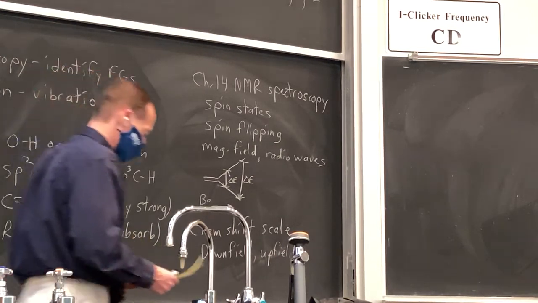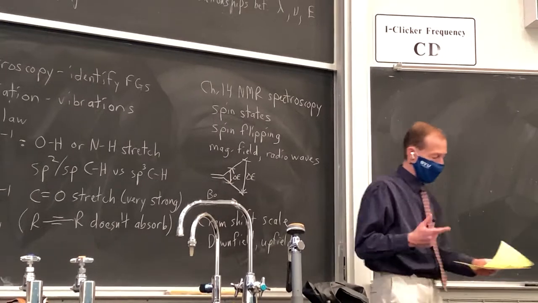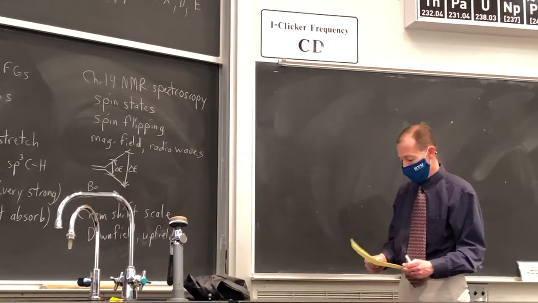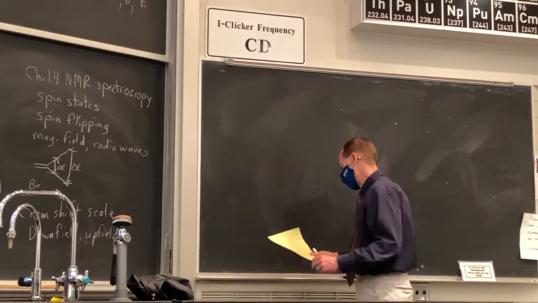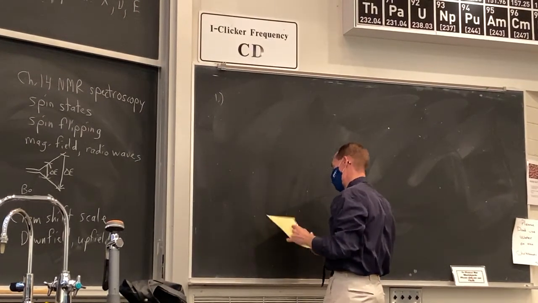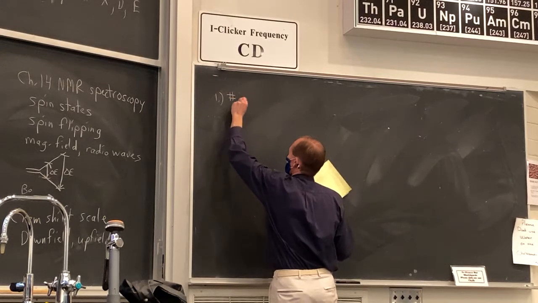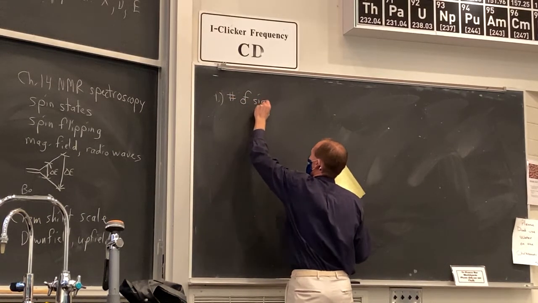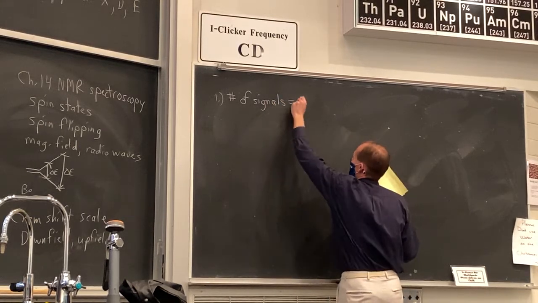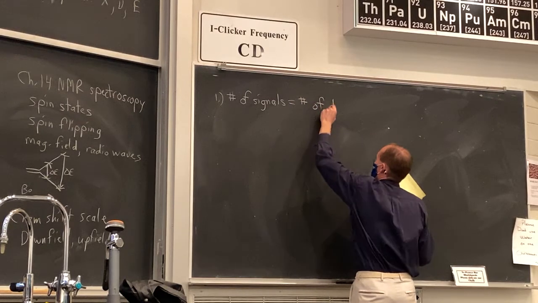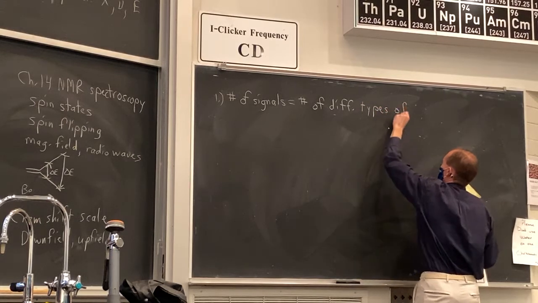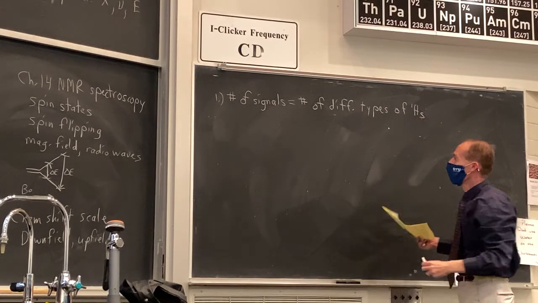So there were 4 key features of a proton NMR spectrum, and there was information that we gained from those features. The first one was the number of signals in the spectrum. And we said the number of signals is the number of different types of protons. Okay.